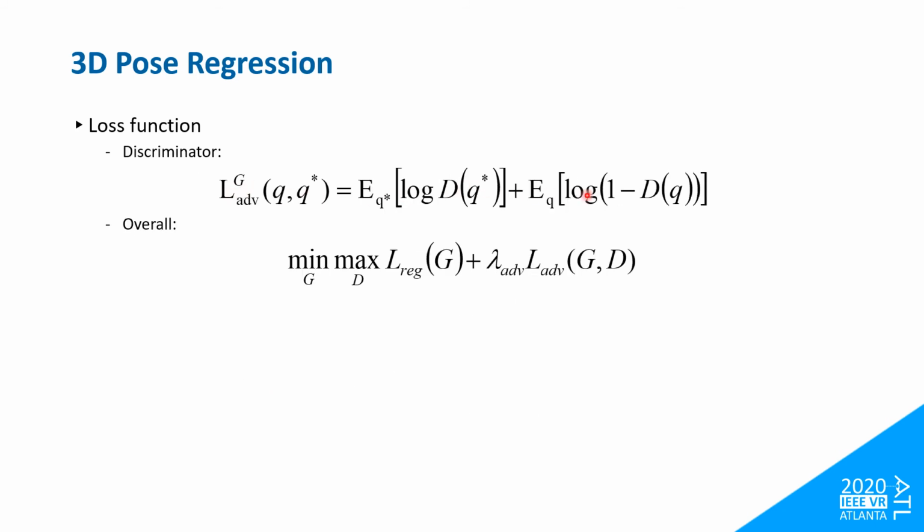The loss function of our network built upon a GAN architecture can be formulated as this. And the generator G is trained to minimize the objective function against an adversarial network D that tries to maximize it. We alternately optimize G and D based on the min-max strategy.